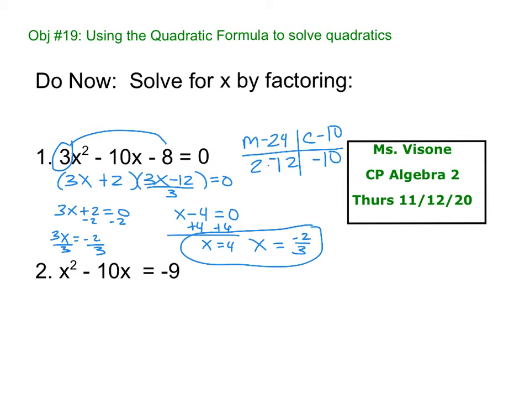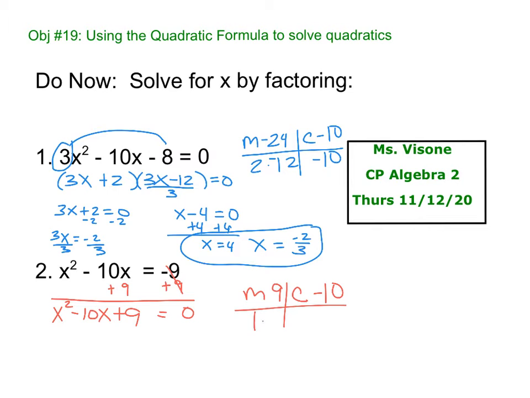In number 2, we don't have a 0 on one side, so we have to solve for 0, get 0. So we're going to add 9. Remember that 9 can't combine with anything. So we get x squared minus 10x plus 9. So we are multiplying to 9 and combining to negative 10. That's 1 and 9, right? They're both negative. So x minus 1, x minus 9 equals 0. So we end up getting x equals 1, x equals 9, and we're done.